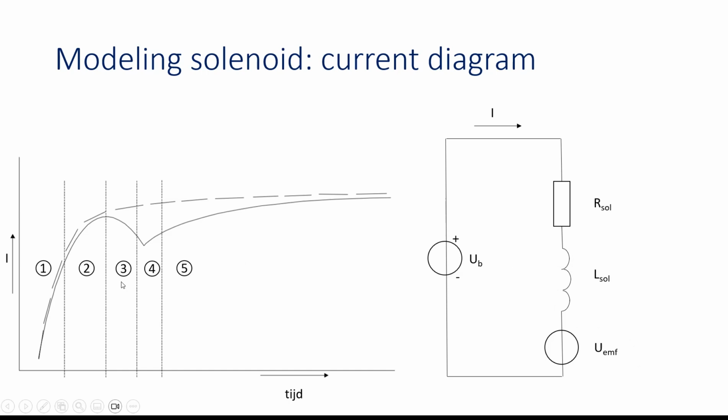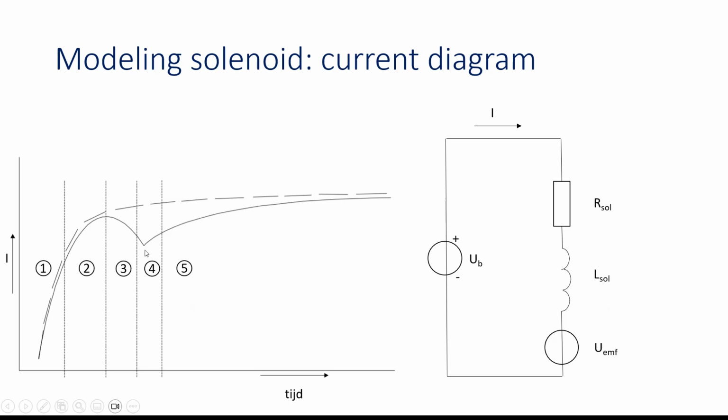In part 3 of the curve, the back EMF voltage is at such a high value that the derivative of the current becomes negative. So we get that shape of the current diagram over here. And at this point, in part number 4, the plunger is at its maximum position. So at that point, suddenly the back EMF voltage is 0, and the inductance value is at its highest value.